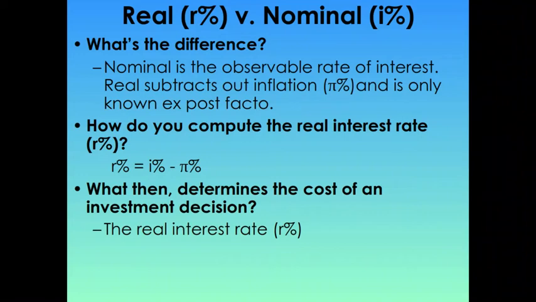We take the nominal interest rate and subtract inflation. We did that in the last unit. So what determines the cost of the investment is the real interest rate. So minus all the inflation, taking the inflation out, what is it really going to cost them in the long run? We're looking at the real interest rate.